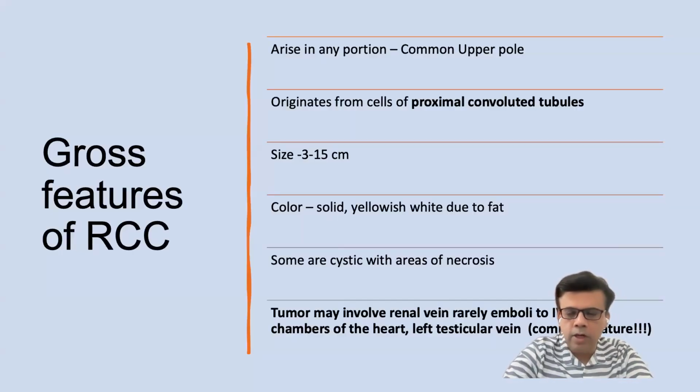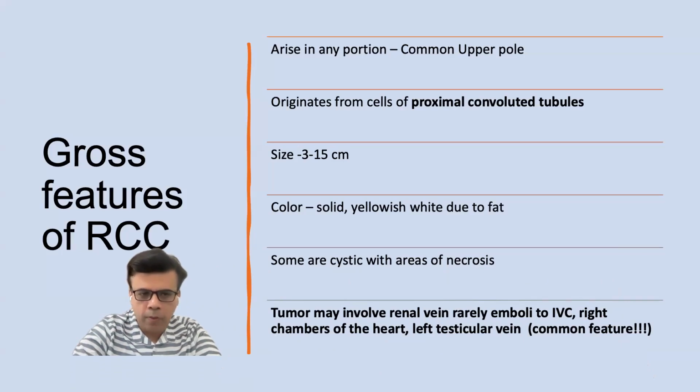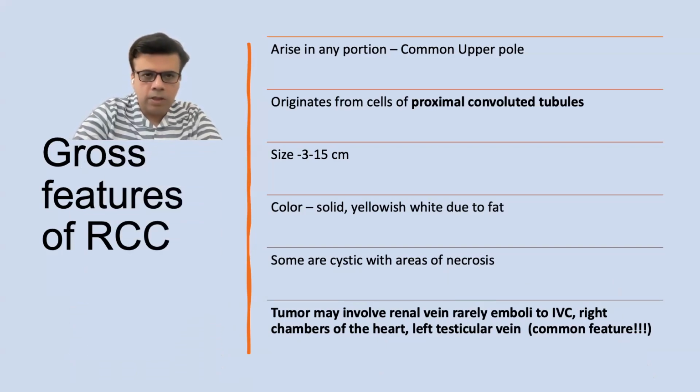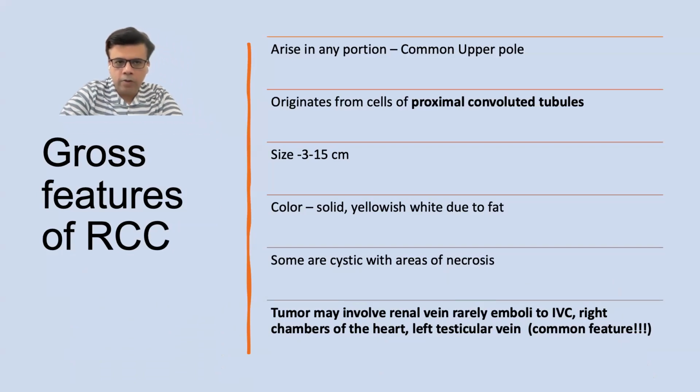Coming to the gross features, it arises commonly from the upper pole cortex. Proximal convoluted tubule, PCT, is the common site. Size is around 3 to 15 centimeters. That is the general size range of the tumor. The color is solid yellowish white, and it may appear yellowish due to abundant fat content. Cystic changes with areas of necrosis are also seen. It is also common for the tumor to involve the inferior vena cava. It can extend to the right chamber of the heart, and it can also impinge on the left testicular vein, and sometimes it can present as varicocele.